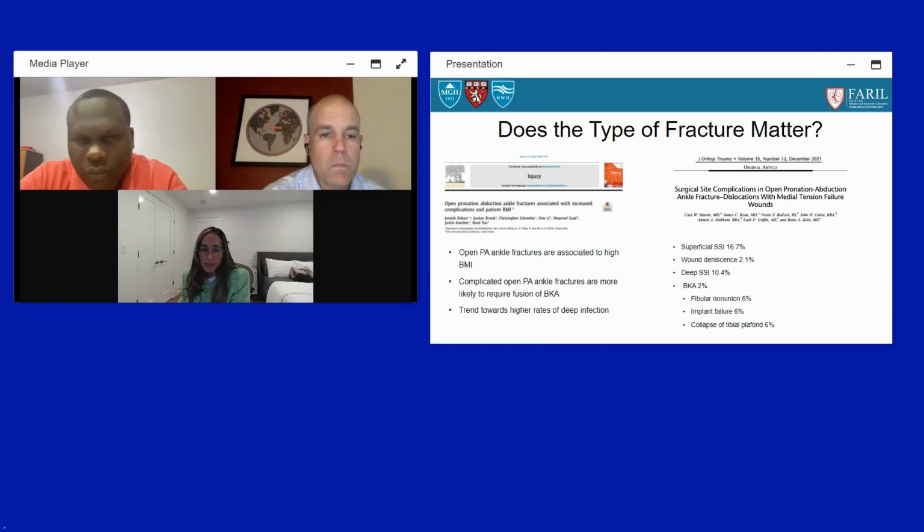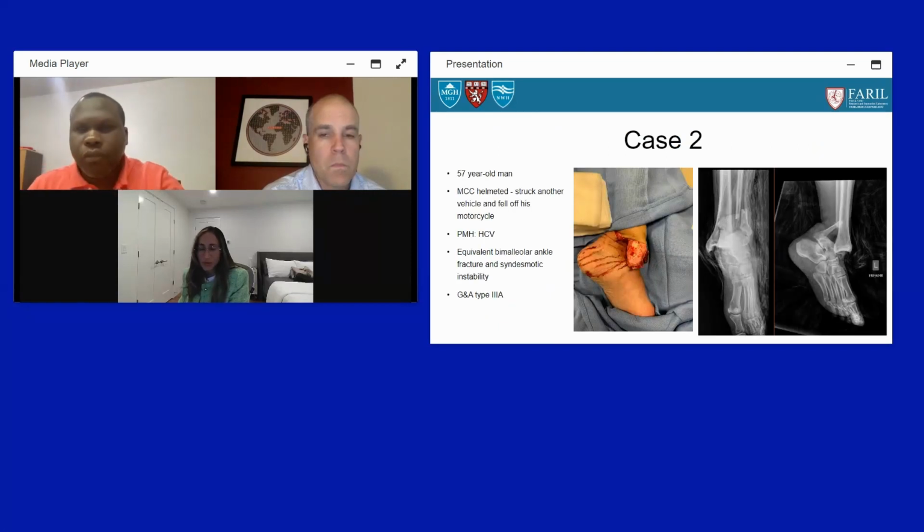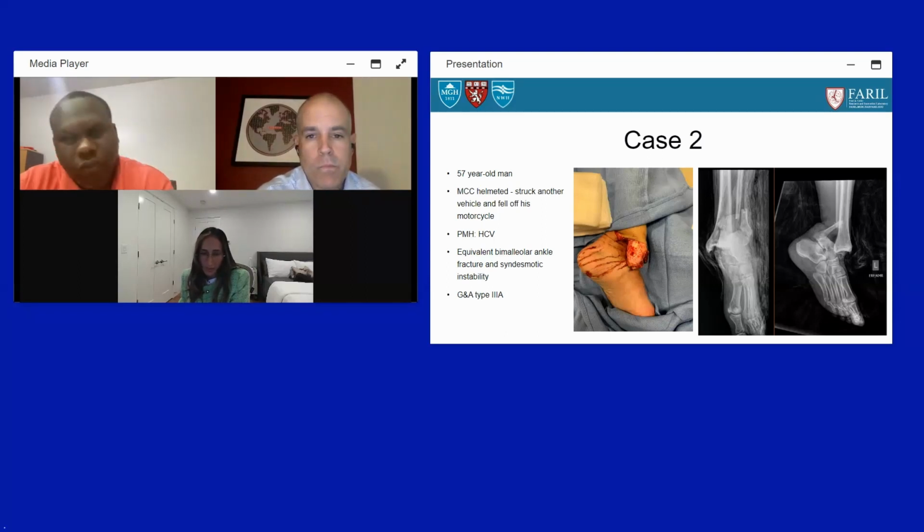So now we want to see this case, which the results were not as positive as the first one. This is a 57-year-old man, actually no past medical history besides having a hepatitis C virus infection in the past, who was struck by another vehicle, and it was involved in a motorcycle accident. The patient, besides this injury, had some laceration above the elbow and the hand, and it came to our institution with this picture and this fracture over here.